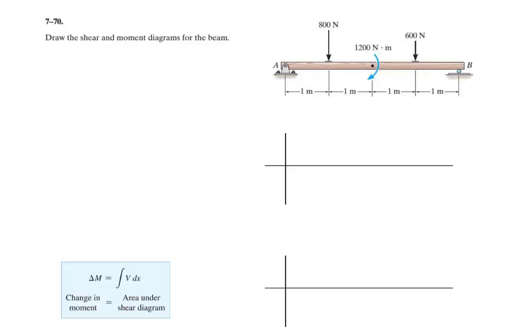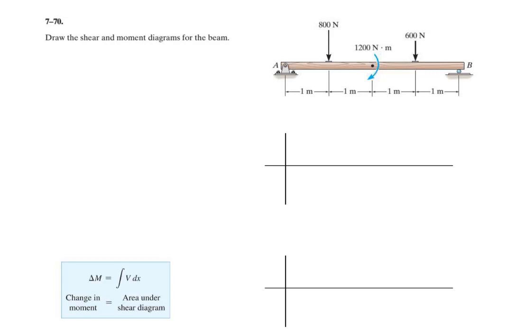Okay, so on this one we want to try to draw the shear diagram pretty much by inspection, and then we're going to use the area under the shear diagram technique to find the change in the moment. So this is the technique we're going to use after we find the area under the shear. Alright, let's see what we've got.